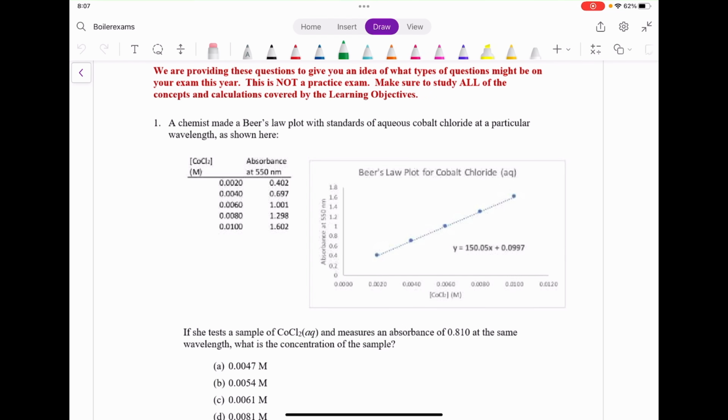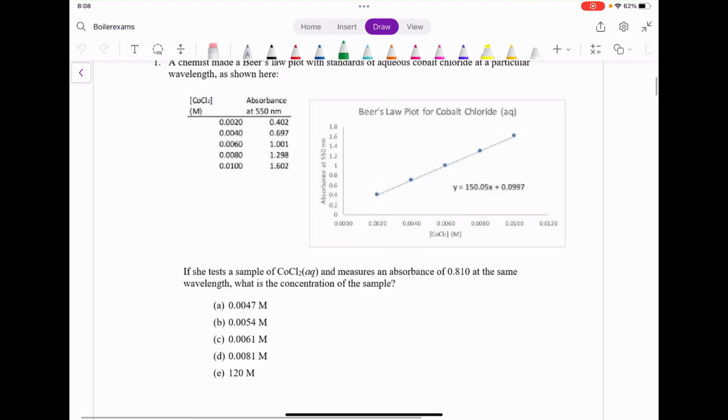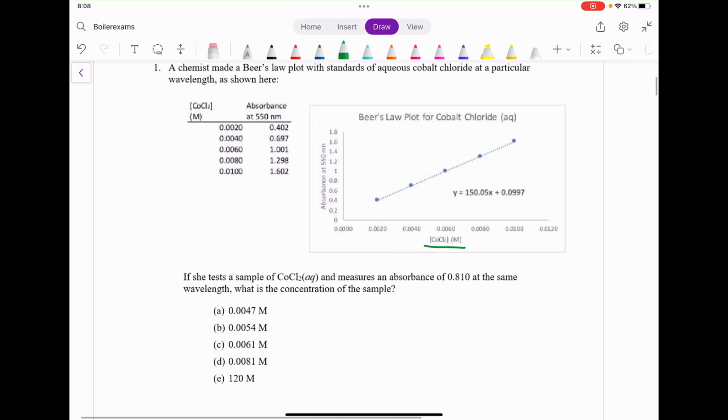Question 1. A chemist made a Beer's law plot with standard aqueous cobalt chloride at a particular wavelength, as shown here. If she tests a sample of cobalt chloride and measures an absorbance of that number at the same wavelength, what is the concentration of the sample?